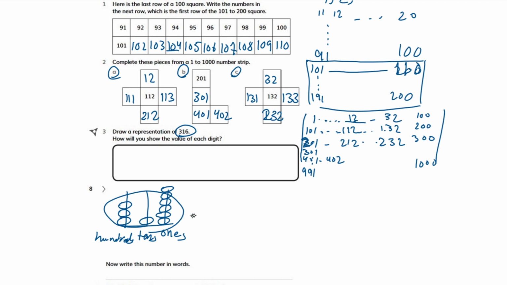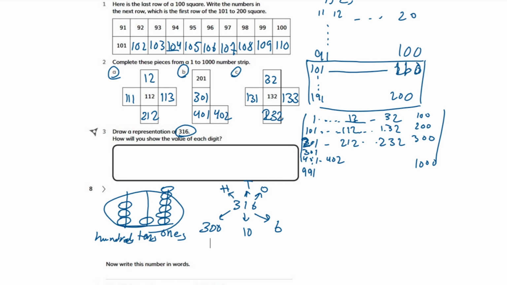It's called an abacus. It says, how do you show the value? We can use place value to show the value of the number 316. 6 is in the ones place, 1 is in the tens place, and 3 is in the hundreds place. The value in the ones place is 1, so 6 in the ones place will have the value of 6. The value in the tens place is 10, so 1 in the tens place will be 10. And the value in the hundreds place is 100, so 3 in the hundreds place will be 300.